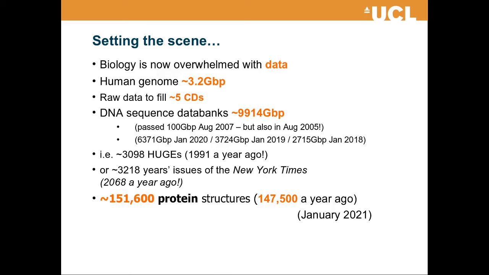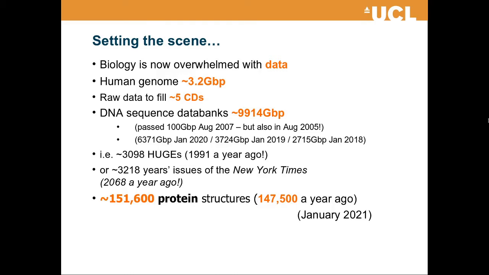The DNA sequence databanks are now 9,914 billion base pairs in size. So we passed a threshold of 100 billion base pairs in August 2007. Originally, the databanks had said we passed that 2 years previously, but they changed the way they did the counting because there were some duplicates in that. So 2007 is taken as that kind of threshold.